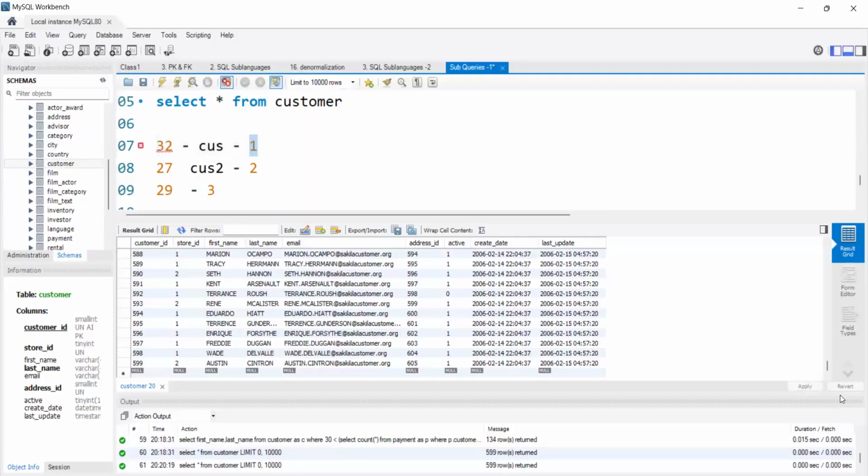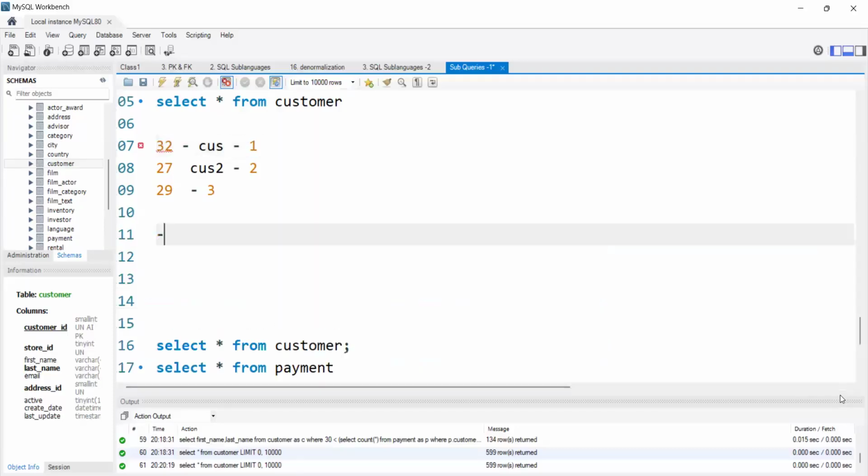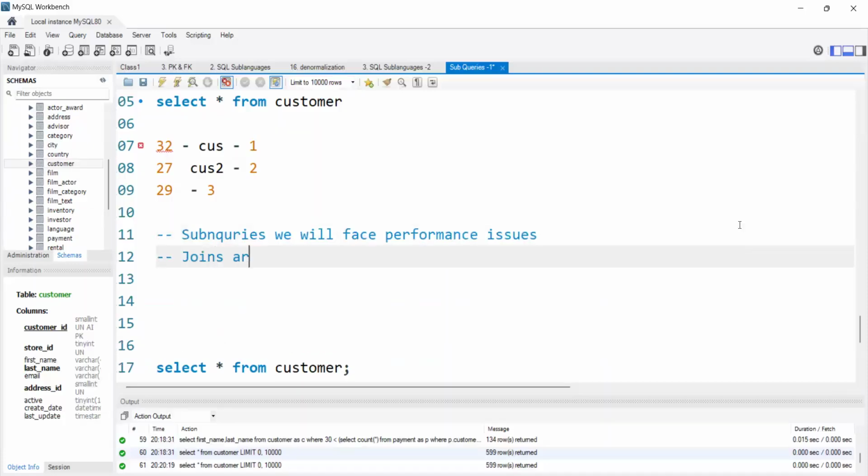That is the reason why we say that by using subqueries we will face performance issues. That is the reason most of the companies, no one allows you to use subqueries only. Joins are better to use instead of subqueries.